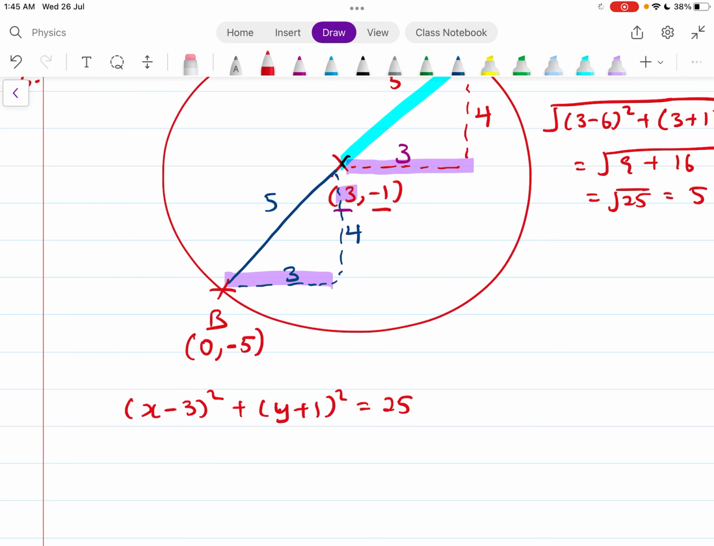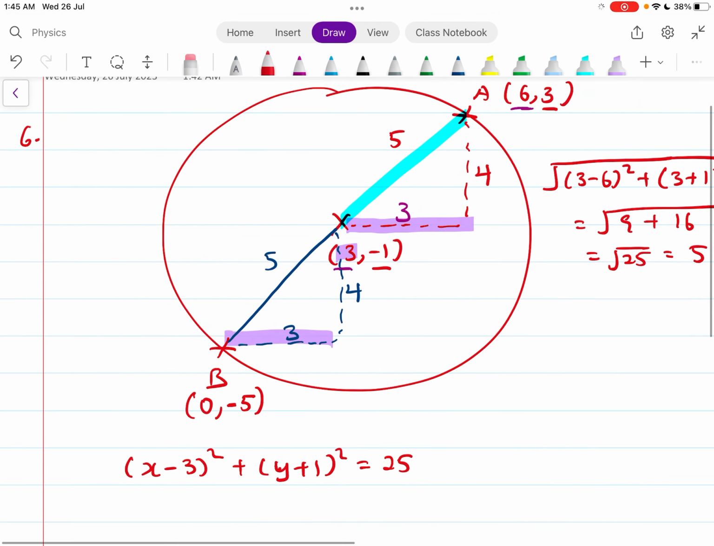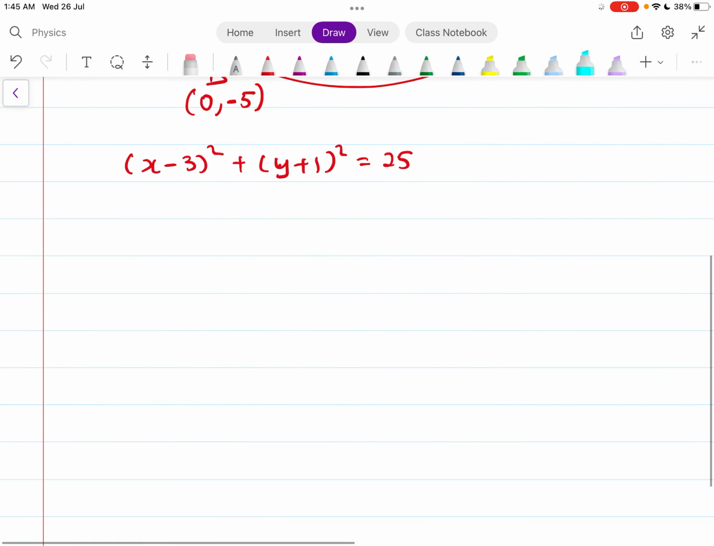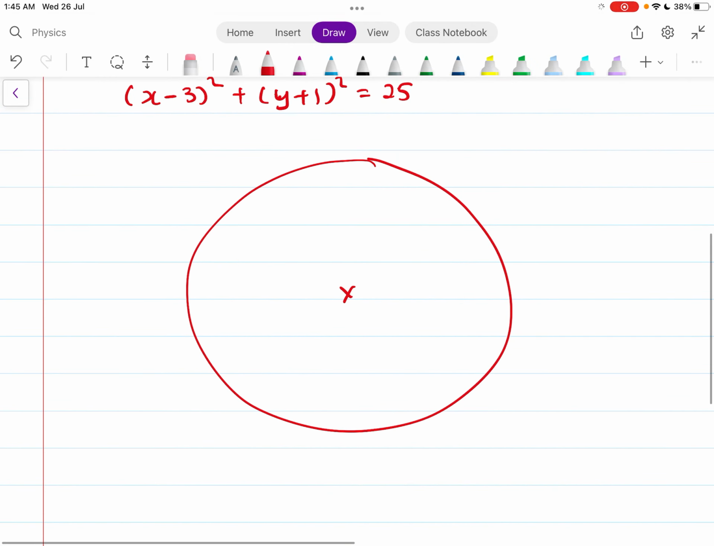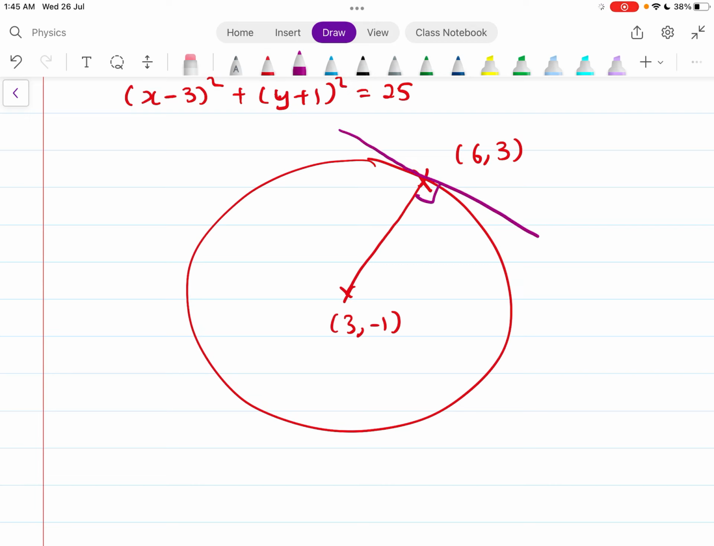Okay, for part 3, show that the equation of the tangent to the circle at A is given as such. Okay, so let me just redraw the circle. So this is the same circle, right? Of course the center of the circle is (3, -1). Then the point A, which is here, will be (6, 3). So you just need to know that this radius and the tangent are 90 degrees to each other. So what you need to do is actually to find the gradient of this radius first.